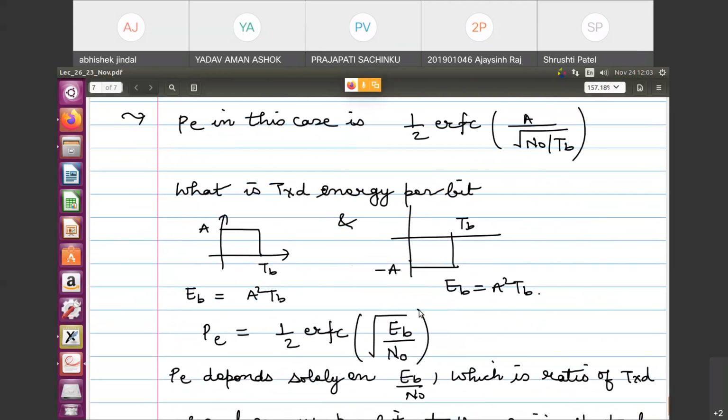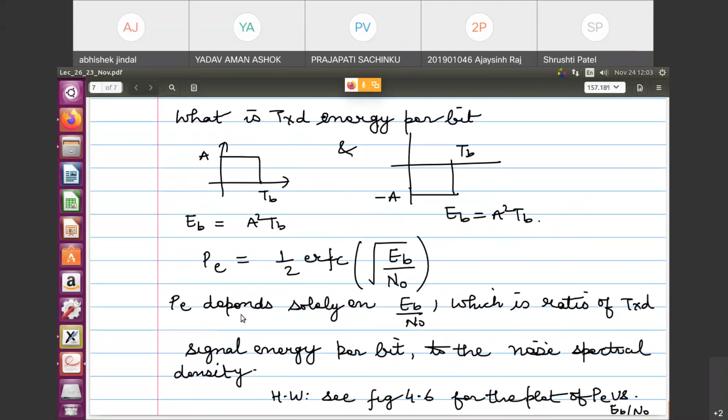Then we thought, why not express this error probability from an engineer's perspective, in terms of the energy you put in and the error you get. Because this is what a practical designer would try to see. So we expressed the error probability in terms of Eb, and the ratio Eb by N naught is the quantity of interest. See figure 4.6 for the plot of PE versus Eb by N naught. This curve is known as a waterfall curve because it resembles a waterfall.